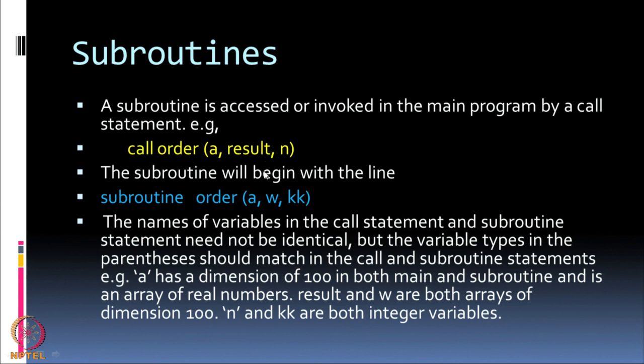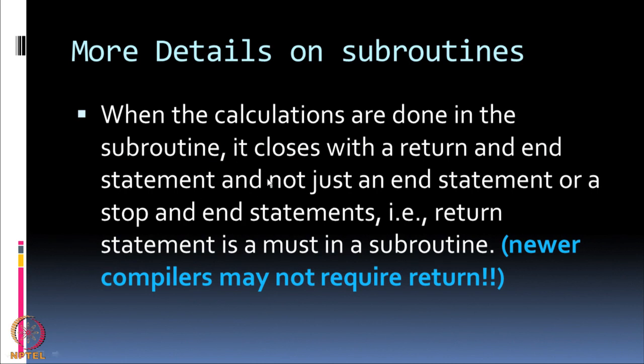So, now let us look at some more details now. Okay. So, when the calculations are done in the subroutine, it again closes with a return and end statement, not like a stop. Remember, in the function also you had a return and end, subroutine also has a return and end, that is how you will do it. So, there should be no stop and end statement, but newer compilers may not require even a return. So, you may have newer compilers where you write the subroutine and just return. Okay. So, in the practical session we will see this.